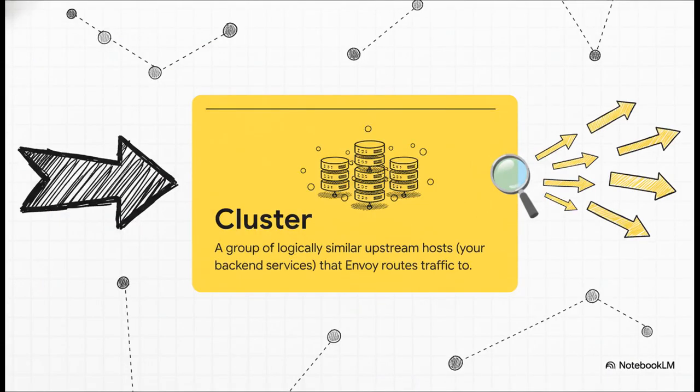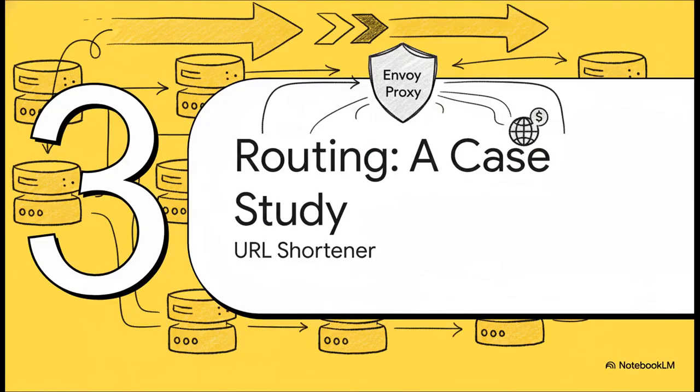And finally, the request reaches its destination, a cluster. Now, a cluster isn't just one server. It's a logical group of all of your backend servers for a specific service. Envoy knows about all of them, and it'll intelligently load balance the request across all the healthy hosts in that cluster. All right, that's enough theory.